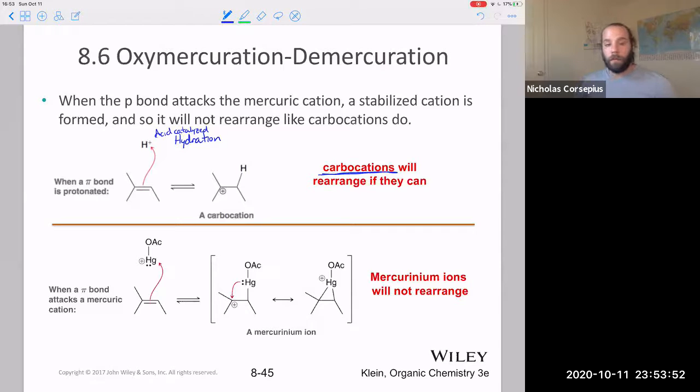With the oxymercuration, demercuration reaction pathway, there isn't any rearrangement that can occur because you don't go through a carbocation intermediate. You go through that weird cyclic mercurium ion intermediate. So these will not rearrange, even if there is that next door neighbor, more highly substituted carbon. Okay, so something that you've got to be on the watch for with these two different paths.